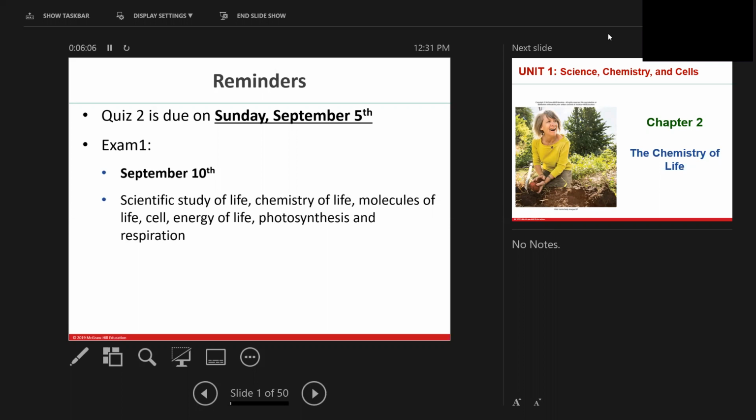Remember that your first exam is on September 10th. It's going to cover the first five or six chapters, which includes the scientific study of life, the chemistry of life, which we started last week, molecules of life, which we're covering today, cells and energy of life, which is Wednesday and Friday, and then finally photosynthesis and respiration. So it'll be a lot, but we're not going to go that deep into things. We're going to try to keep a fairly surface level view, just because we have a lot of stuff to get through.